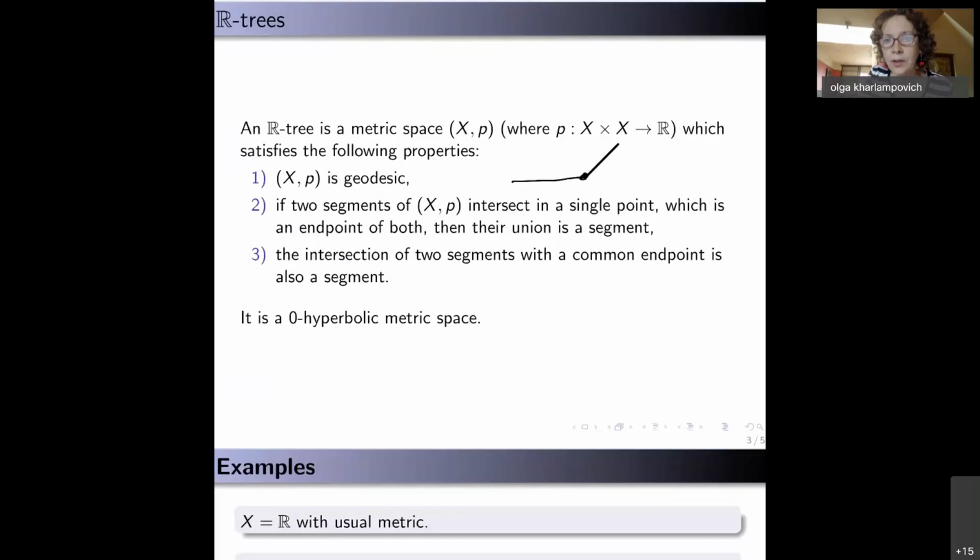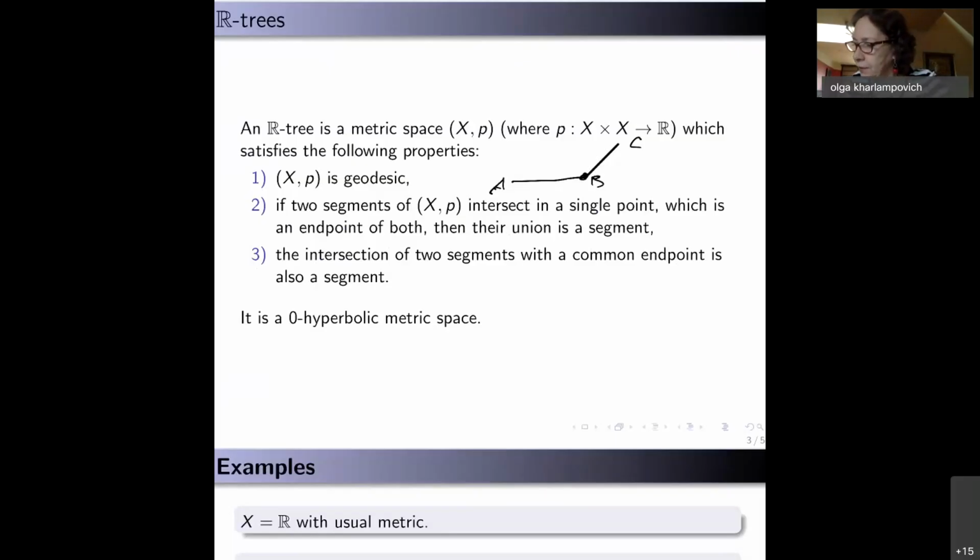So if this is a geodesic between, let's say, A and B, and this is a geodesic between B and C, then the union is a geodesic between A and C. So it's a tree-like property, like we have in trees. Also, the intersection of two segments with a common endpoint is also a segment.